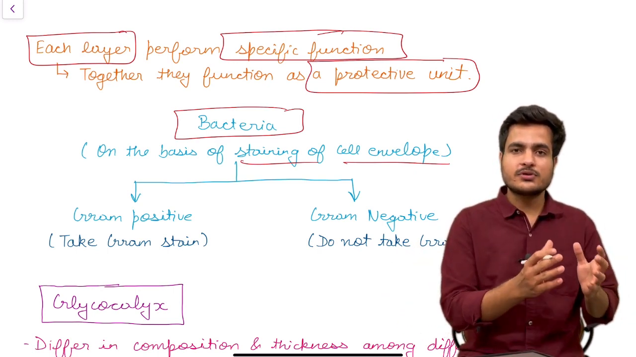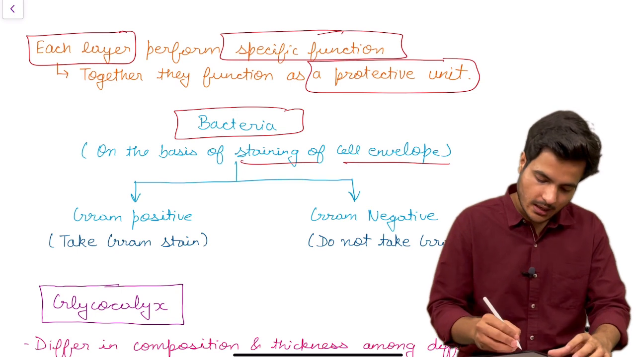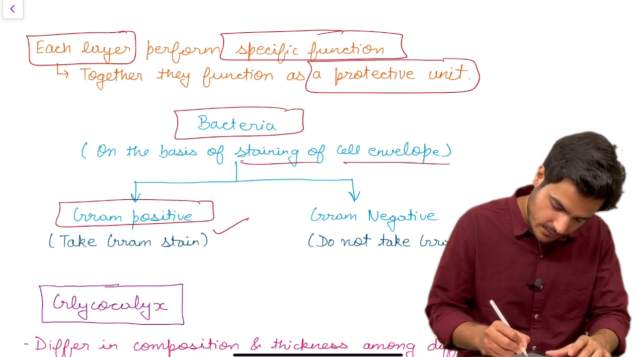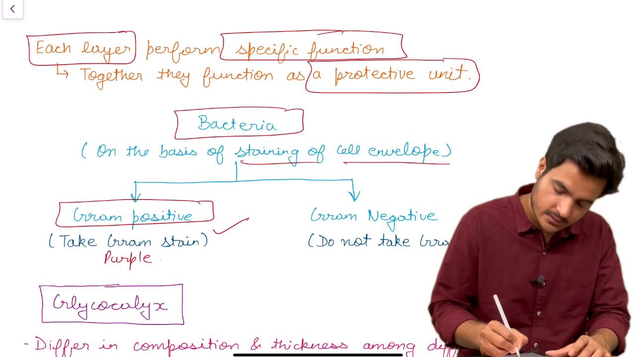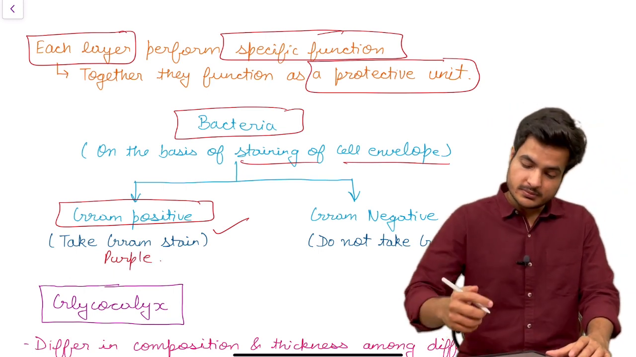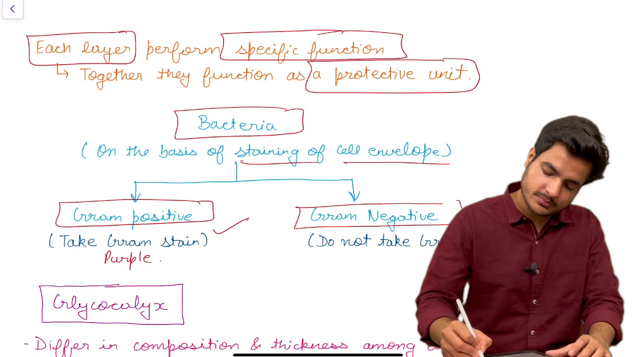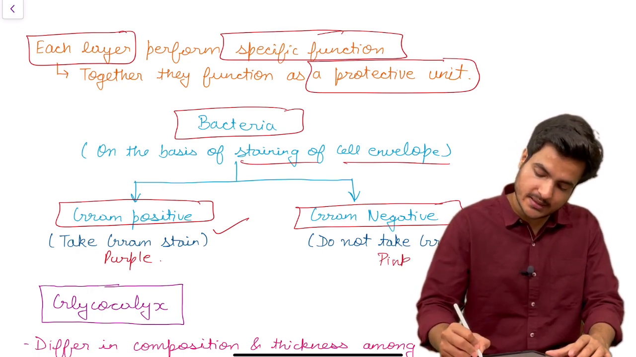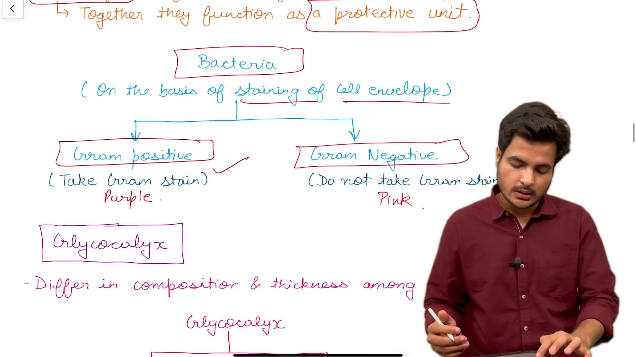Those bacteria which take up gram stain are called gram-positive bacteria. They take gram stain and are purple when seen under the microscope. Some bacteria which do not take gram stain are called gram-negative and are seen as pink-colored bacteria under the microscope.